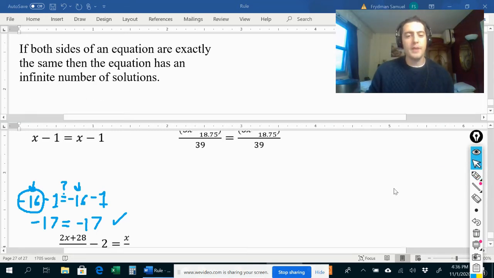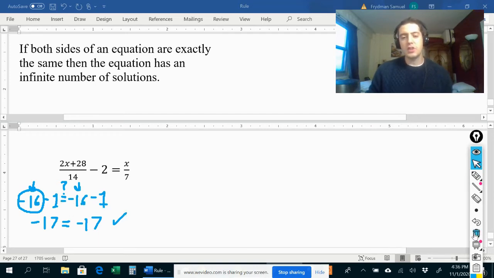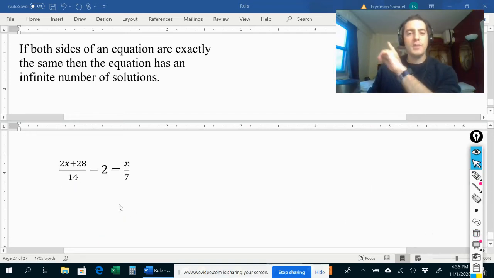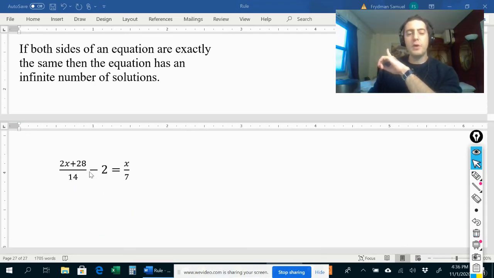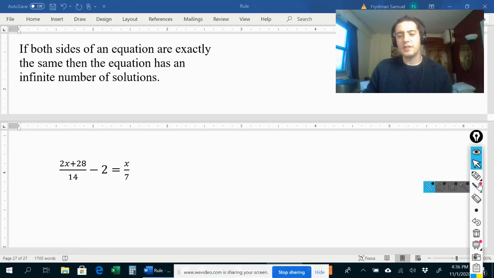All right, now what about this equation here? Now you might be saying to yourself, well, both sides are not exactly the same here, so this one does not have an infinite number of solutions. But let's just tweak it a little bit. So how would you go about solving this equation? You might think, well, I see this is all being divided by 14. Let me multiply by 14.